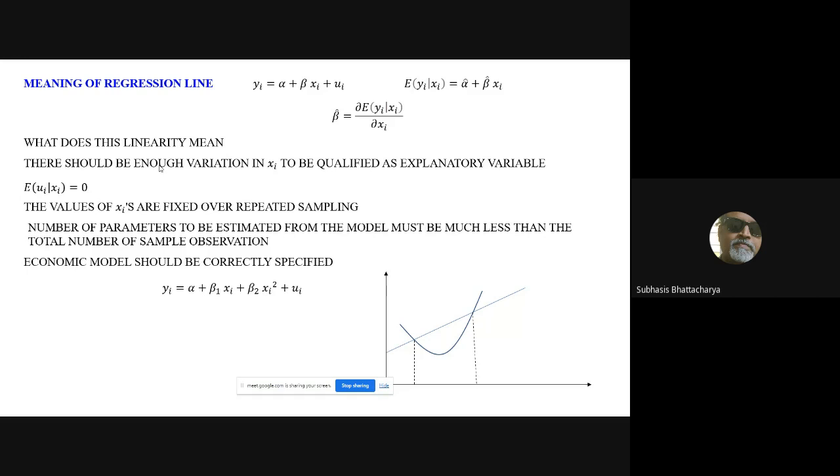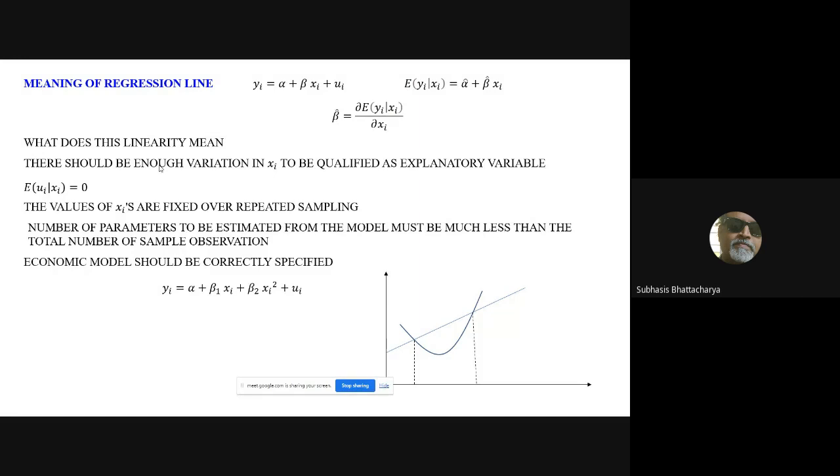Next one is that the economic model should be correctly specified. This is a very, very important thing. The economic model is to be correctly specified, so we avoid model misspecification. What is misspecification? Misspecification means we lost everything.